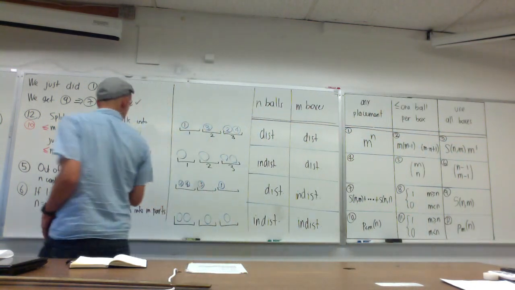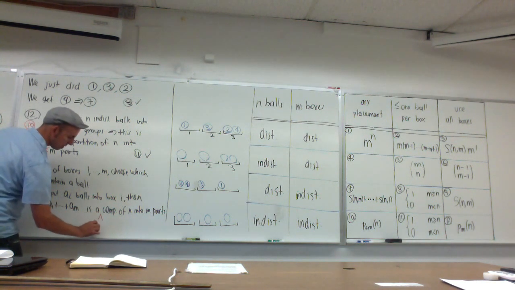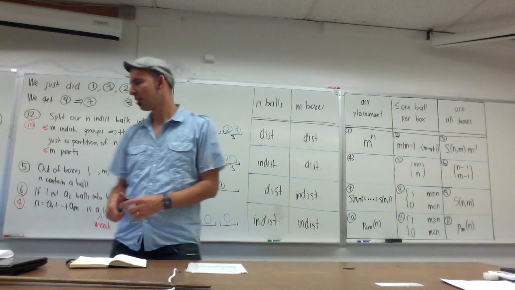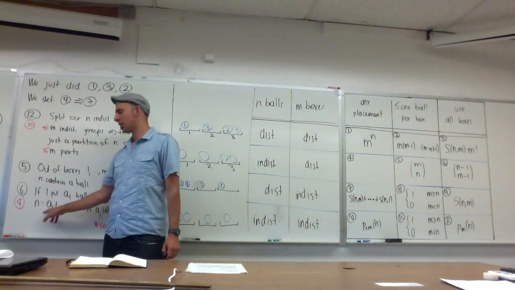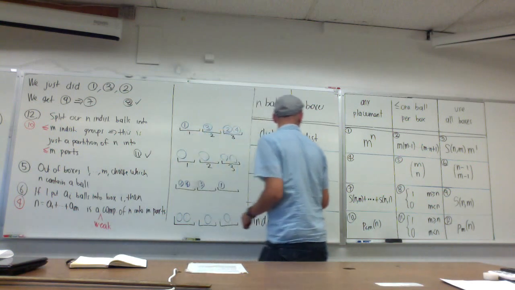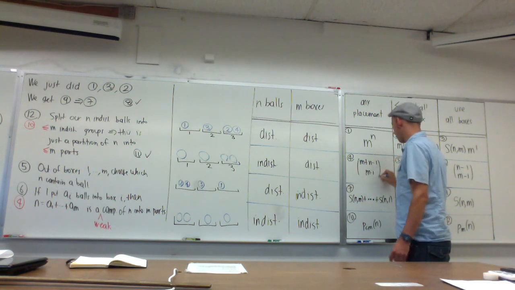Finally, 4. So 4 is kind of the same thing, except that as Brian was noticing, this is the case where you might have some empty boxes, so these a_i could be 0, and so in this case we get weak compositions. In case number 4, compositions into parts greater than or equal to 0. But again, we already computed what those are. And remember, our trick for this one was that if we added 1 to each one of these parts, then we got an honest composition of n plus m. So we got that the answer was n plus m minus 1 choose m minus 1. Okay.